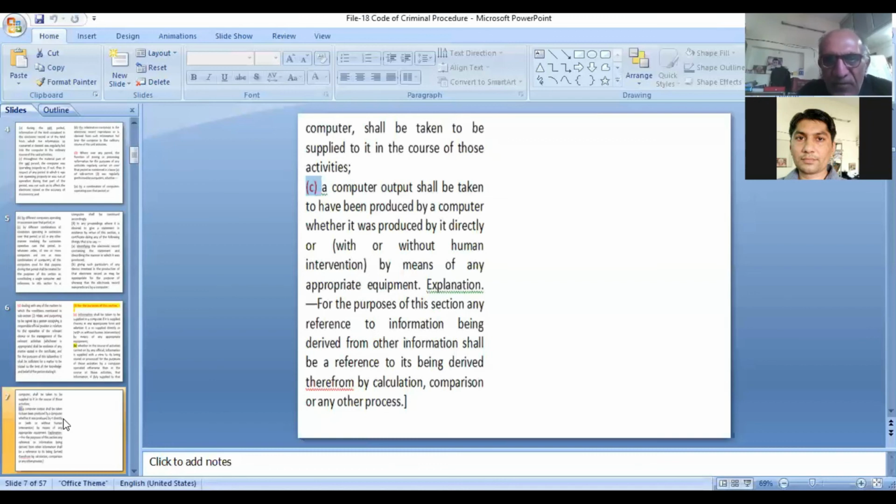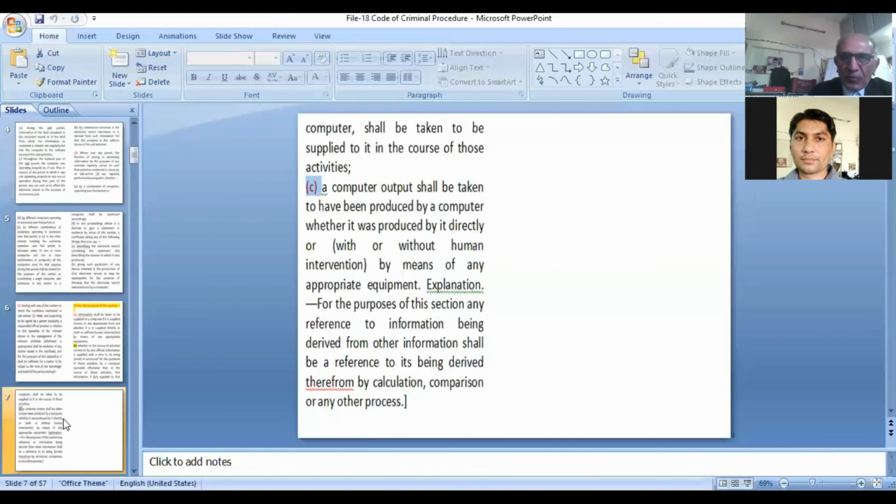And that follows the explanation. For the purpose of this section, any reference to information being derived from other information shall be a reference to it being derived therefrom by calculation, comparison, or any other process. This clause of explanation, and the section on the whole, deserves to be read clause by clause as it is providing special situations of admissibility of secondary evidence in respect of the computer outputs.